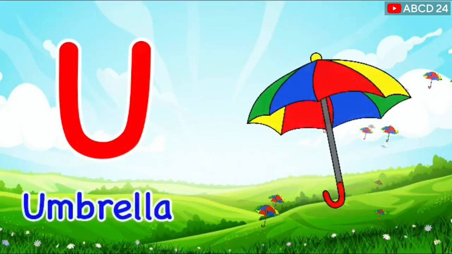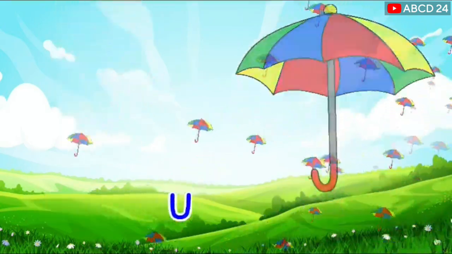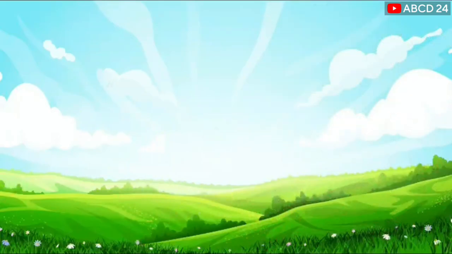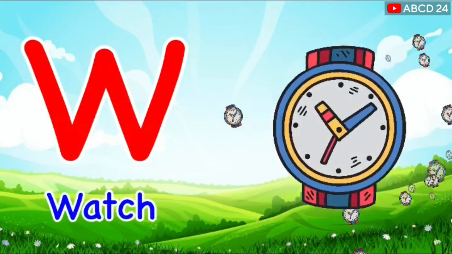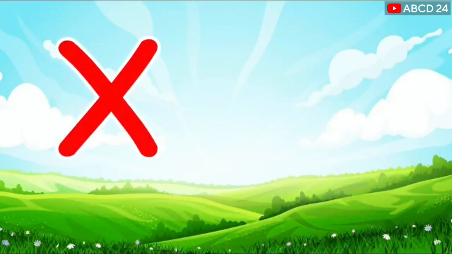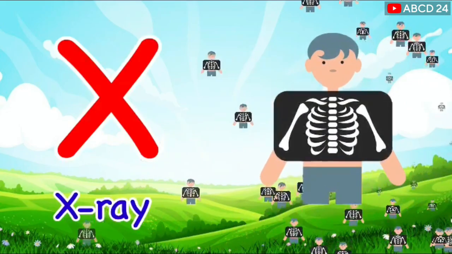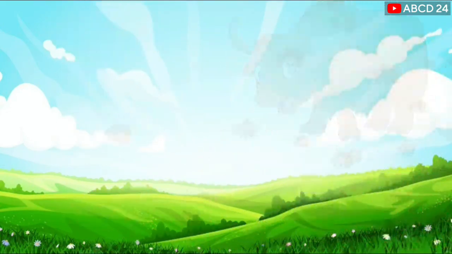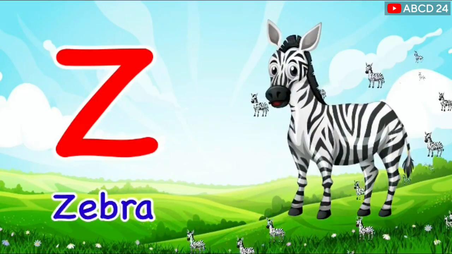U for umbrella. V for vegetables. W for watch. X for x-ray. Y for yak. Z for zebra.